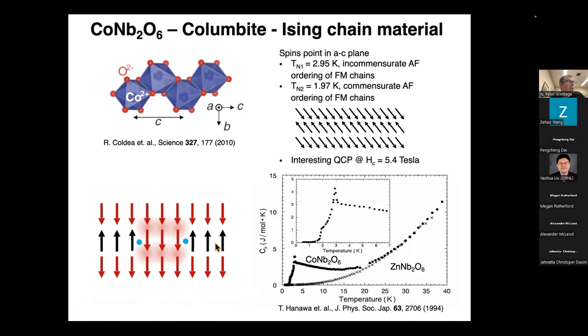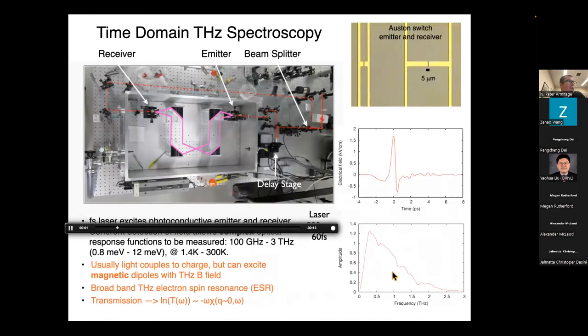Now, most of the experiments that I will tell you about are being done with time-domain terahertz spectroscopy. I don't want to get into the details of how these experiments are done, but there is an ultrafast laser, which is shown here in red, propagating around the table.